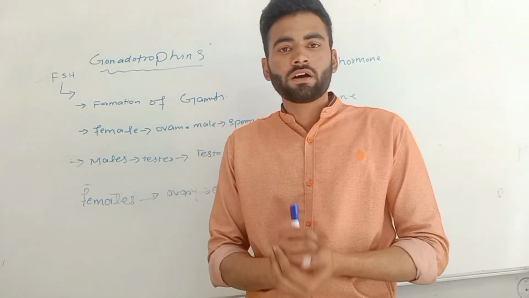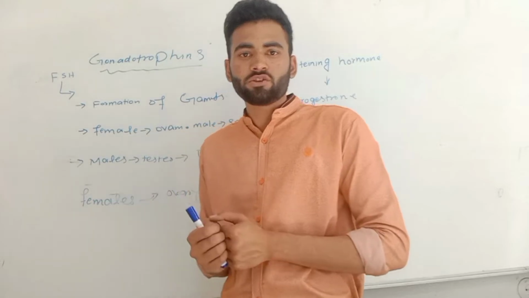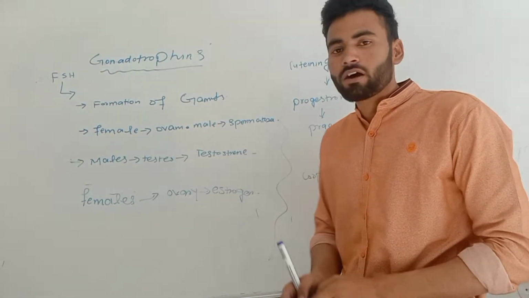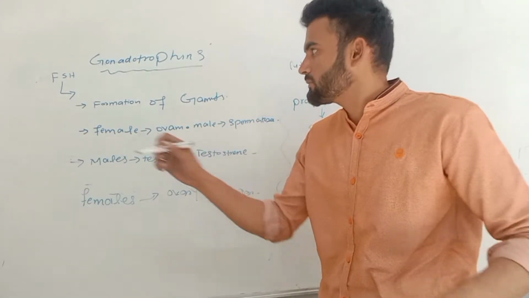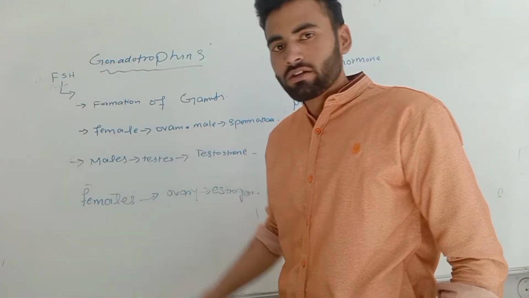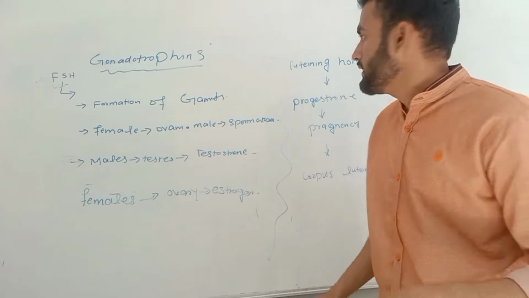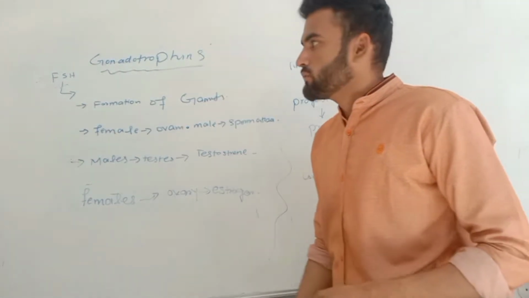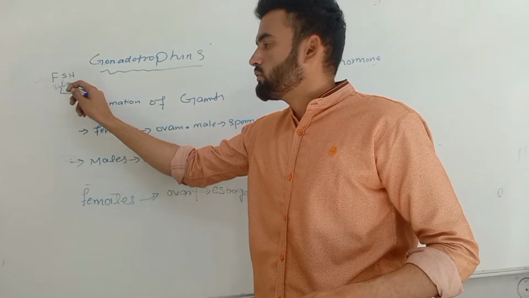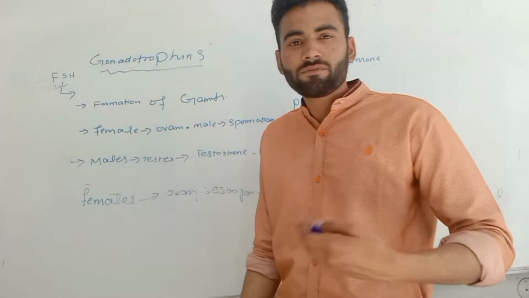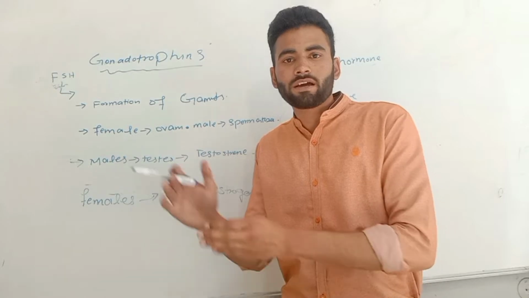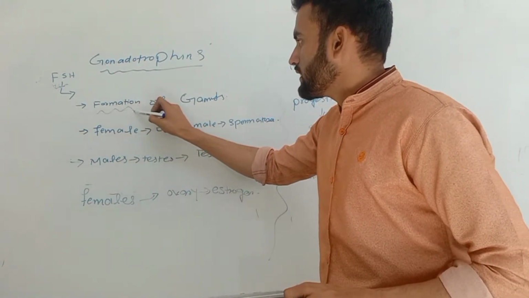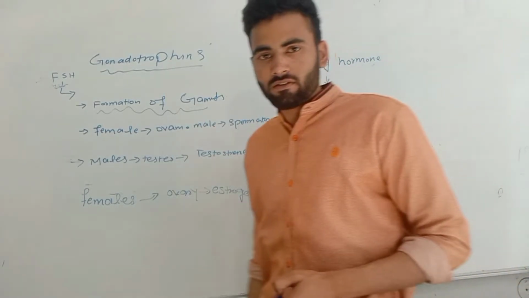So the fourth hormone that is secreted by the anterior pituitary is the gonadotrophic hormone. There are two types of gonadotrophic hormone. The first one is FSH, the follicle stimulating hormone, and the second one is the luteinizing hormone. So first, we are going to talk about the follicle stimulating hormone. What is the function of follicle stimulating hormone inside the male and female body? Their first function is the formation of the gametes.